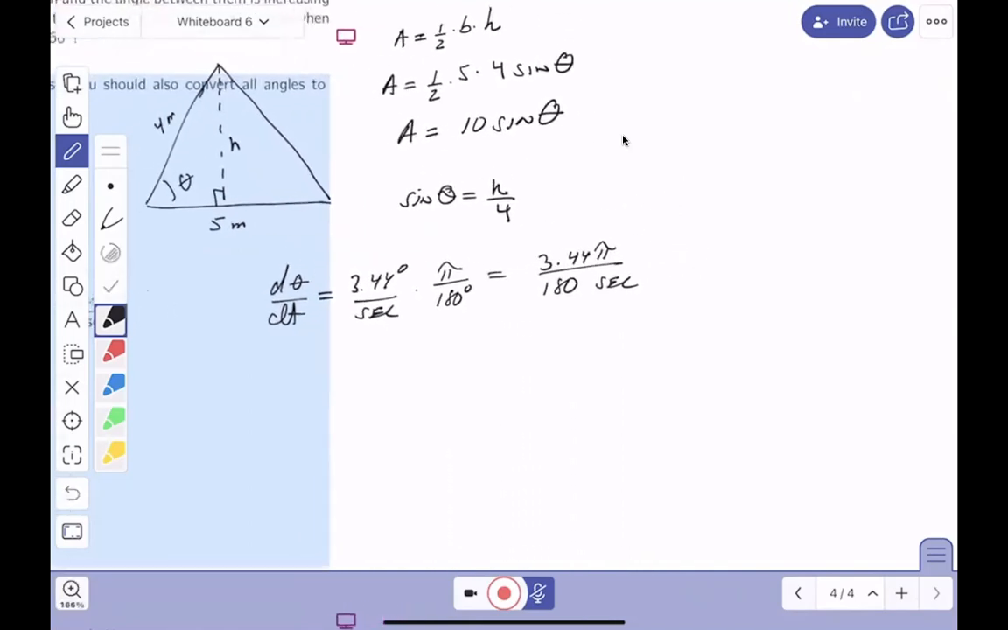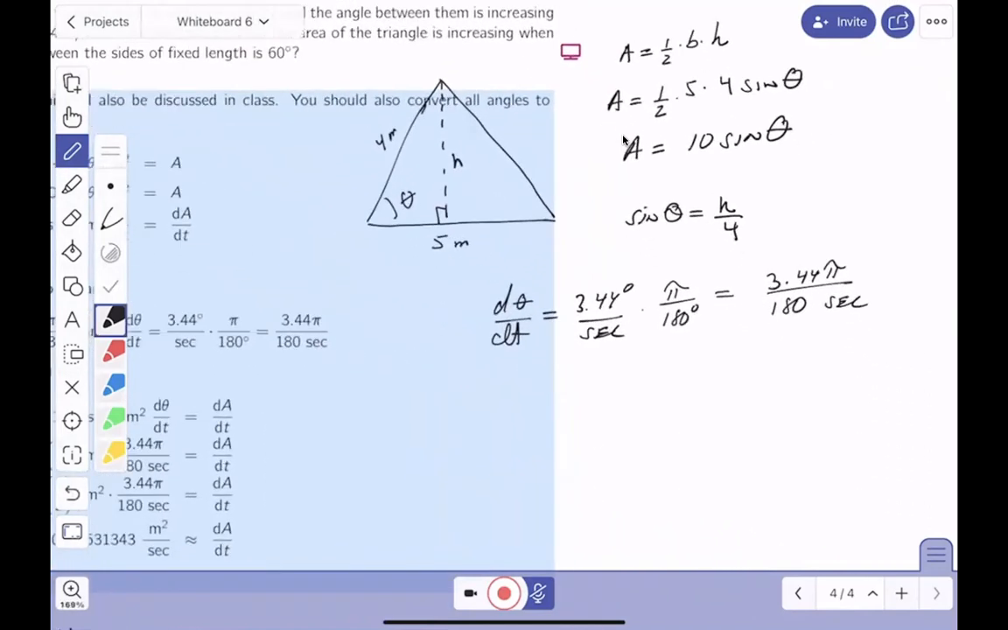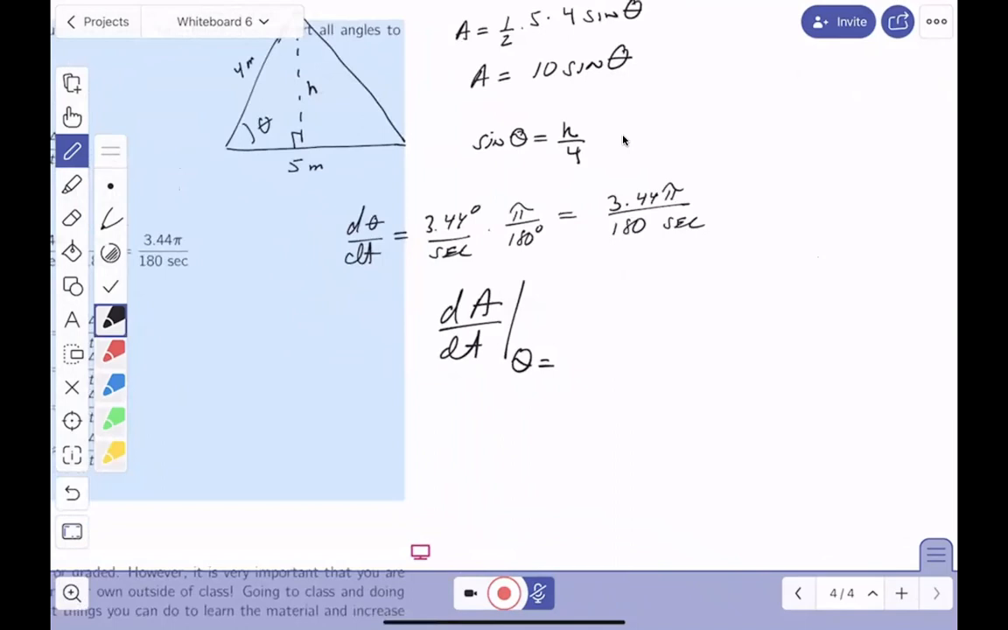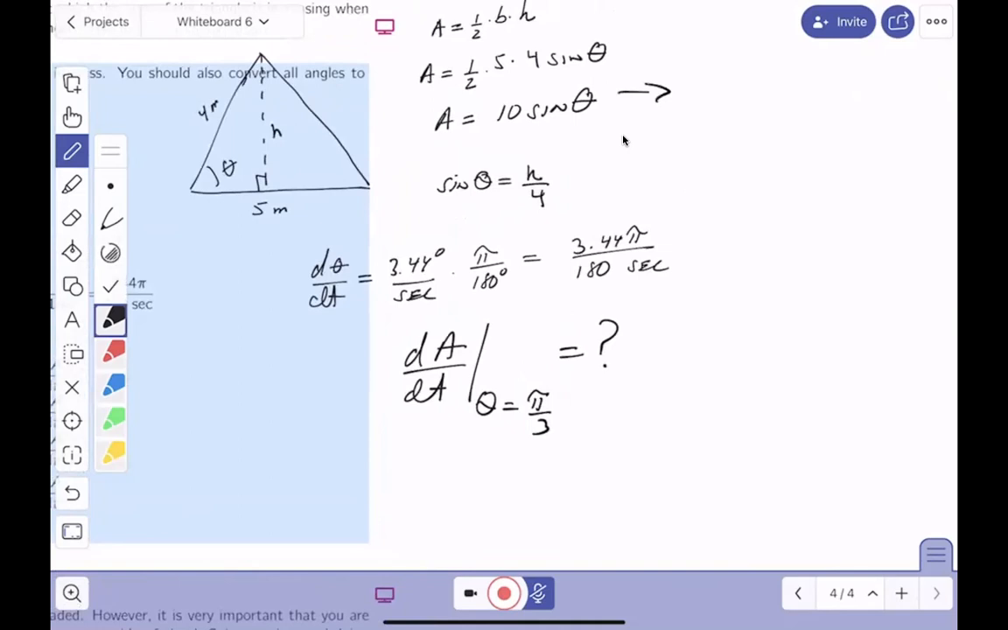What was our question, though? And again, if you don't remember, reread it. It says, how fast is the area increasing when the theta is 60 degrees? But realize this, I can't use 60 degrees. What is it going to be? Well, 60 degrees is going to be pi over 3. That's their question. So I need a relationship between A and theta, and I have it. It's right over here.